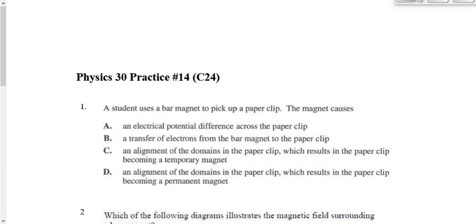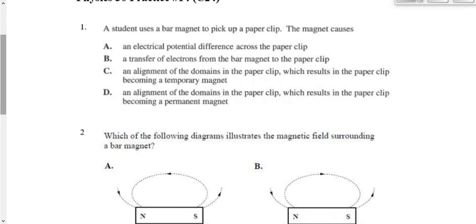All right, we're going to have a look at practice question set number 14 here, starting with question number 1. It says, a student uses a bar magnet to pick up a paper clip. The magnet causes what to happen? Well, in order for anything to happen here, really magnetically, the paper clip must be ferromagnetic, which means it has the potential to become a magnet. Now, it has the potential to become a magnet because it's got domains inside it.